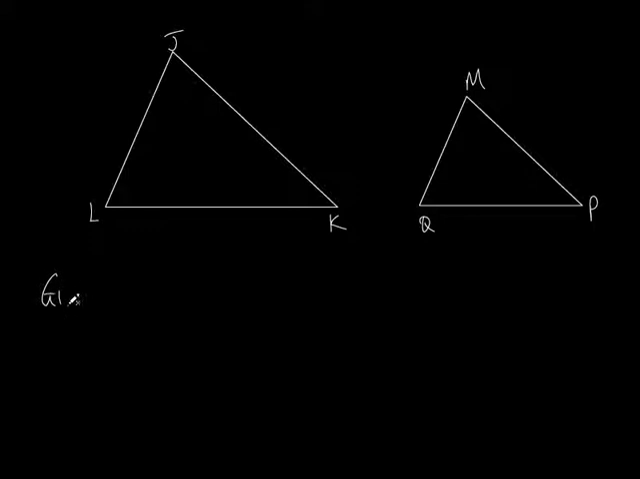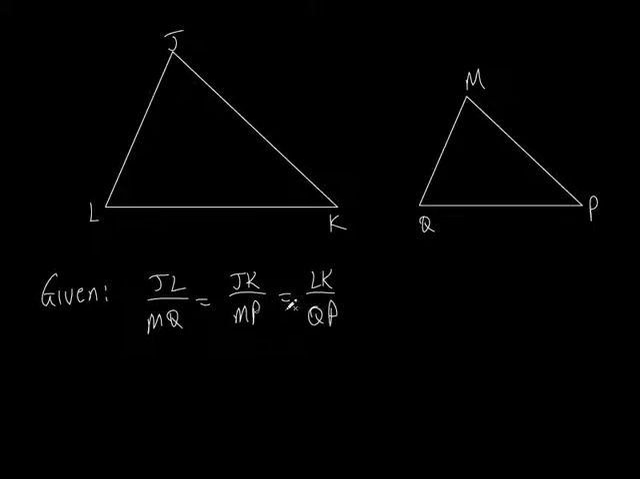If they told us that, let's say, JL compared to MQ, if I compared this one to this one, equaled JK to MP, right, this one to this one, and if they told you that LK compared to QP, if they told me that all three of those ratios were equal to each other, then, alright, if all that stuff was true, then I could say that they were similar triangles.